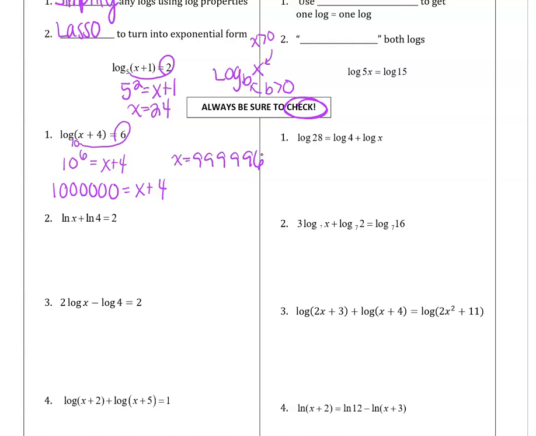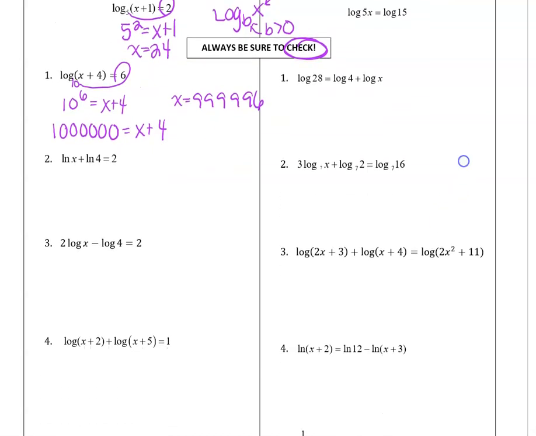All right, moving on to our next example. Here you're seeing 2 logs, so you can't do any lassoing yet. You have to combine them to one log. I'm noticing that I'm adding the logs, and they're both natural logs, so they have the same base. That means I can combine them to one log by multiplying our arguments, x times 4, or I'll actually write it as 4x because I like to do my stuff in standard form.